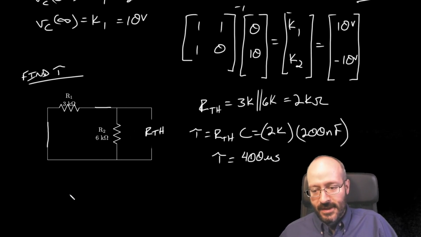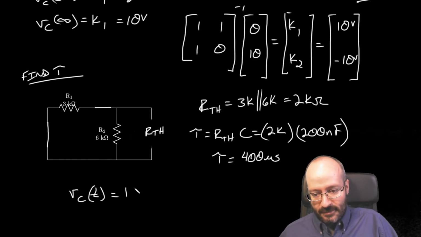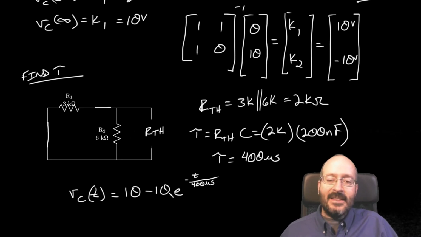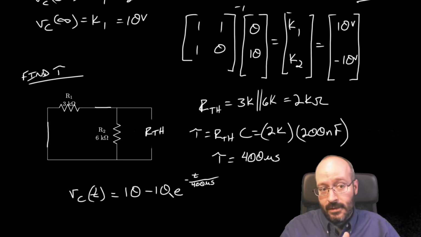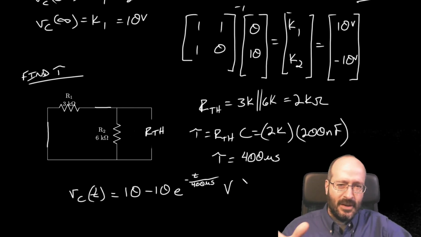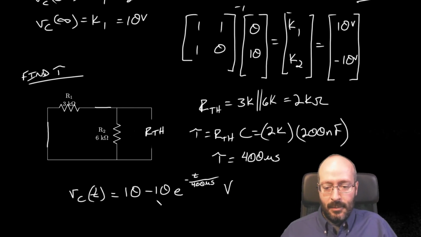Writing it all out, we get VC as a function of time. K1 was +10. K2 is -10. E to the negative t over 400 microseconds. Now the 10 and the 10 both get the unit, and luckily they both end up being volts. If one was millivolts or kilovolts, we'd have to do some moving around because that unit belongs to both of these constants. And that's it.